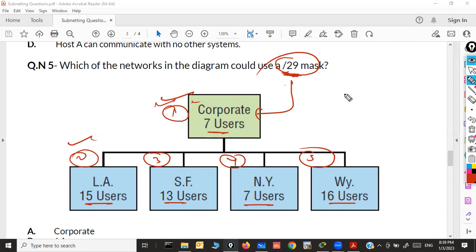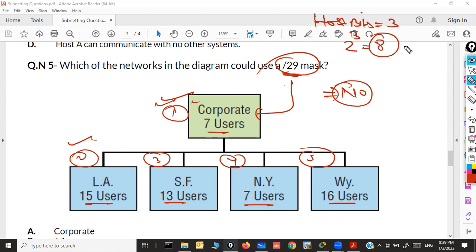No. Okay. Because we have 3 host bits, host bits equal to 3, correct? 2 to the power of 3 is 8, minus 2, is 6.